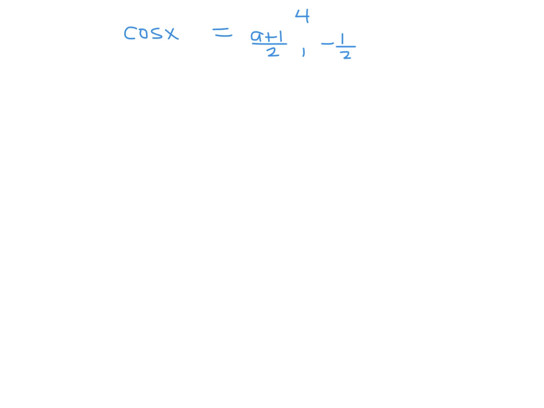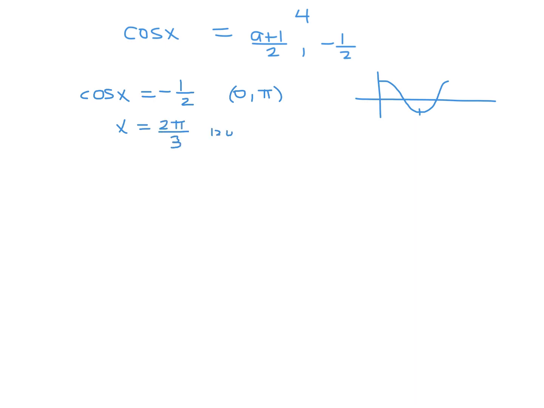Now, let's do the easier one first. If cos x is negative a half between the interval 0 and pi, which is what they gave me, let's see if I remember that graph. It's like this, right? So if it's a negative a half between 0 and pi, okay, so this is pi, right? I guess the only choice is 2 pi over 3, which is 120 degrees.